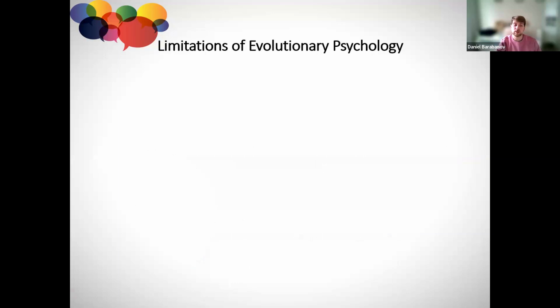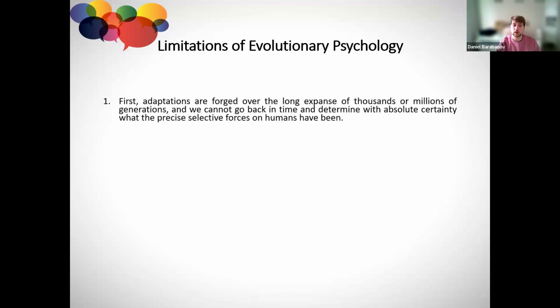So, and finally, as I promised, limitations of evolutionary psychology. As with any other research perspective, it has advantages and disadvantages. We discussed a lot of interesting findings and perspectives on research which evolutionary psychology provides us with, but there are also limitations. So, the first limitation: adaptations are forged over the long expanse of thousands or even millions of generations. It's a huge, huge amount of time.